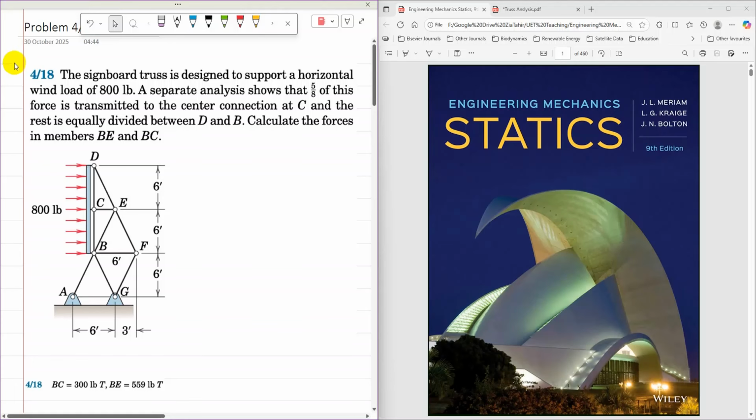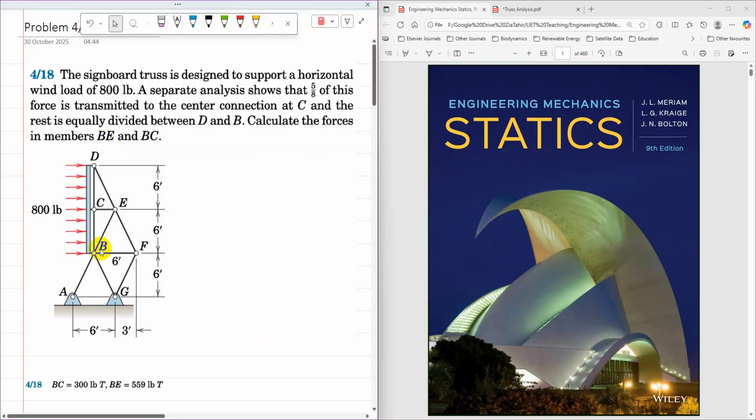This video tutorial is the solution to problem 4/18 from Engineering Mechanics Statics, 9th edition, by J.L. Meriam, L.G. Kraige, and Jeff Bolton. The statement of the problem is: the signboard truss is designed to support a horizontal wind load of 800 pounds. A separate analysis shows that 5/8 of this force is transmitted to the center connection at C, and the rest is equally divided between D and B. Calculate the forces in members BE and BC.